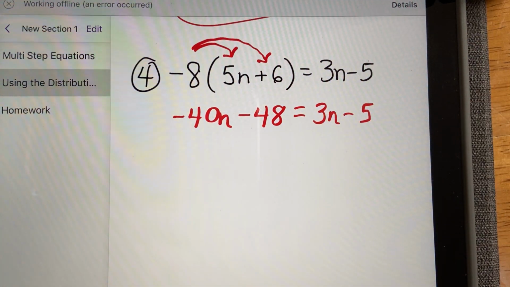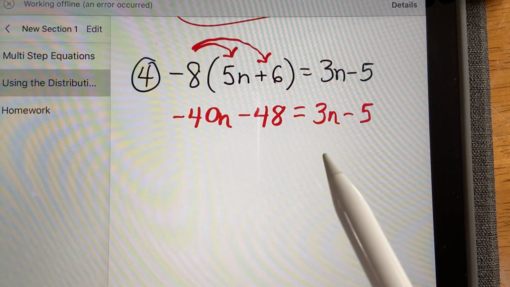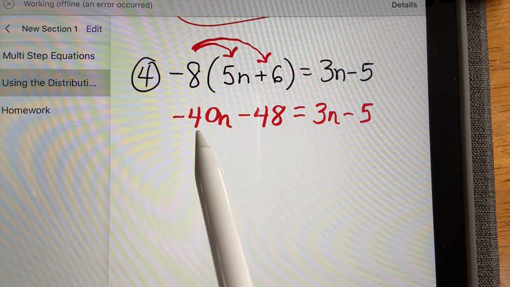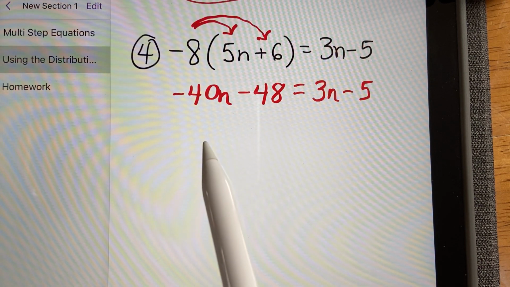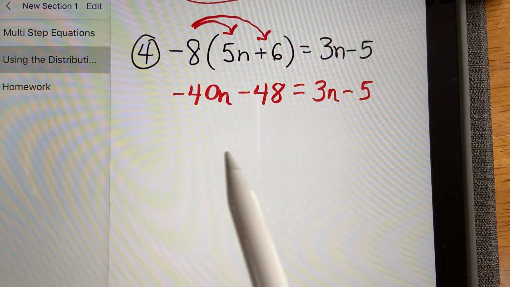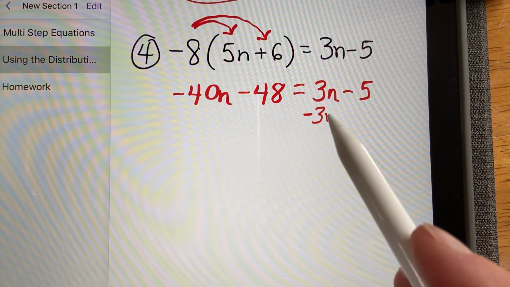Okay, so this one looks pretty tough. The numbers are kind of big, but I think we can handle it. The next thing I like to do is I like to go straight to the smaller number with the variable. So if I have a negative 40n and a 3n, technically negative 40 is the smaller number, but I'm just looking to get all of the variables on the same side. So I'm just going to subtract 3n on both sides.